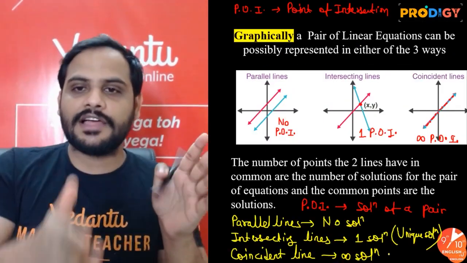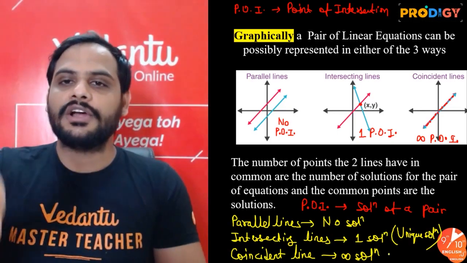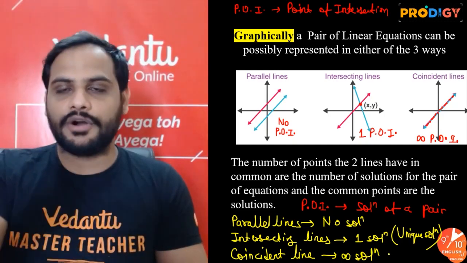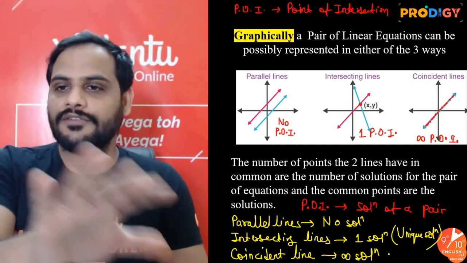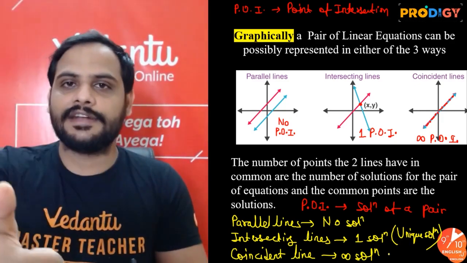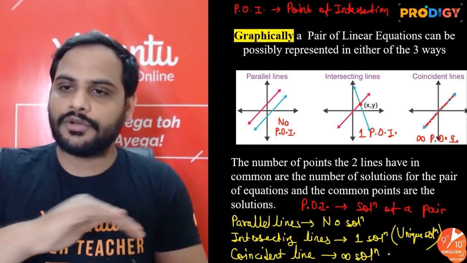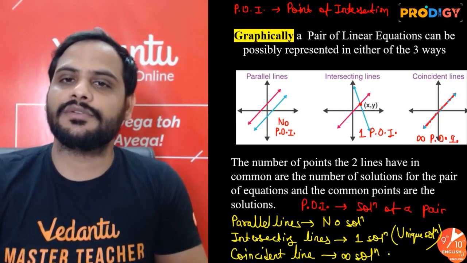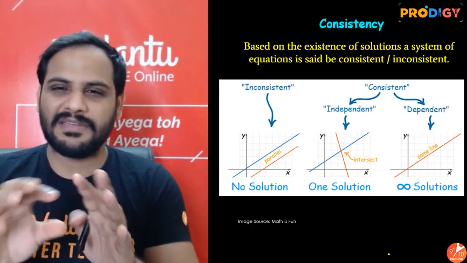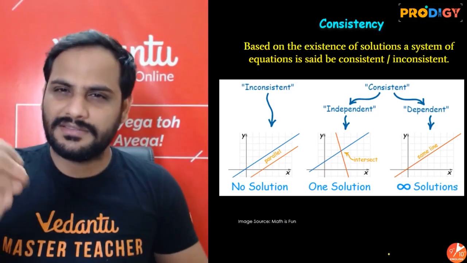So these are the 3 cases which we can see graphically. In today's class, we'll be restricting ourselves to finding the solutions graphically. Draw the graph, plot them on the graph paper, and see what kind of representation they are getting. Parallel lines, no solution. Intersecting lines, one solution. Coincident lines, infinite solutions. Also, there is some naming as well. This is very theoretical.